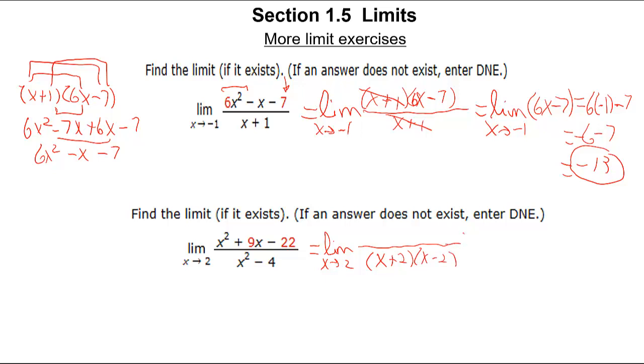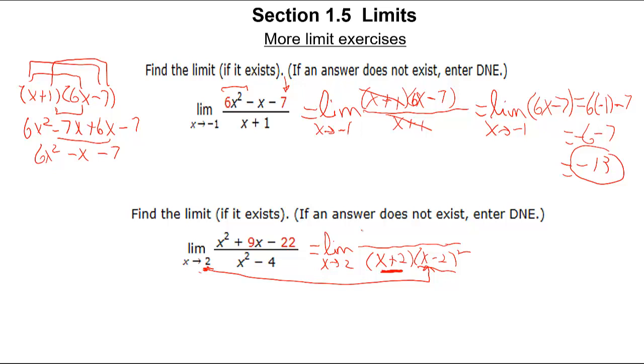But up top, the problem comes if I try to plug a 2 in here. The reason I can't just plug it in is because it makes this factor here 0. If I try to plug a 2 in here, I get 2 minus 2 is 0. It would work over here. I could plug a 2 in here. I get 2 plus 2 is 4. So it's that x minus 2. That's the factor that I'm hoping will cancel.